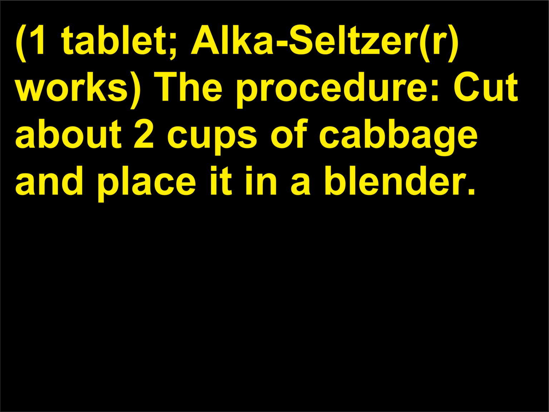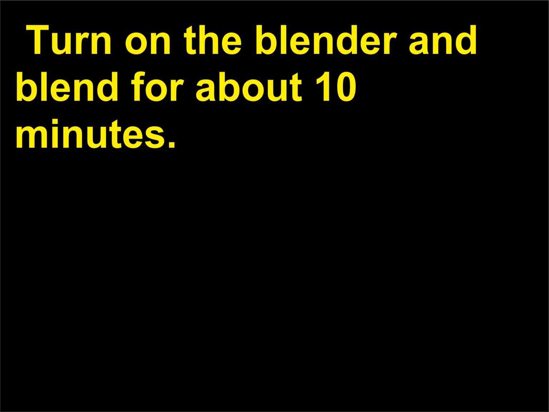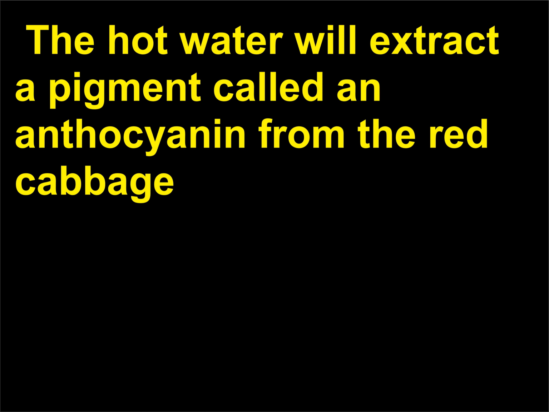The procedure: cut about 2 cups of cabbage and place it in a blender. Boil water in a pot, and then add boiling water to the cabbage in the blender. Turn on the blender and blend for about 10 minutes. The hot water will extract a pigment called an anthocyanin from the red cabbage, along with other components.